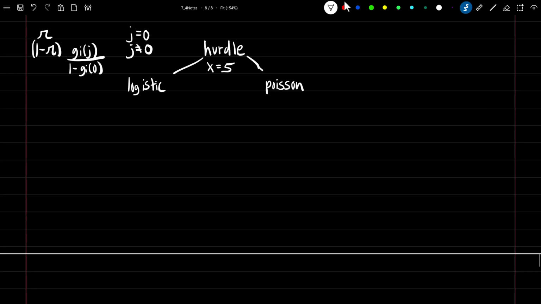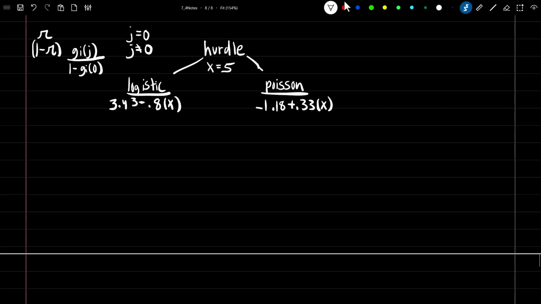Now an example. Say we ran a hurdle model where we used logistic regression and we used Poisson regression. So for a logistic regression, the parameter estimates we got were 3.43 minus 0.8x. And for a Poisson regression, the parameter estimates we got were negative 1.18 plus 0.33x.